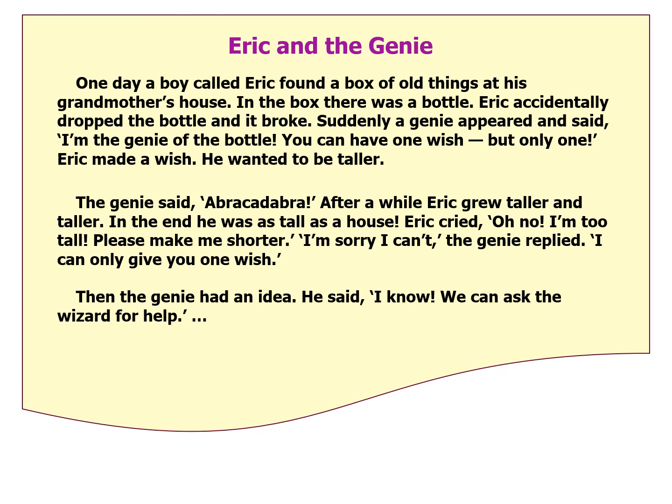Eric and the Genie. One day, a boy called Eric found a box of old things at his grandmother's house. In the box there was a bottle. Eric accidentally dropped the bottle and it broke. Suddenly, a genie appeared and said, "I'm the genie of the bottle. You can have one wish, but only one." Eric made a wish. He wanted to be taller. The genie said, "Abracadabra." After a while, Eric grew taller and taller. In the end, he was as tall as a house.